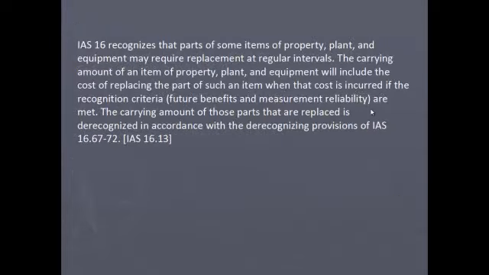IAS 16 recognizes that parts of some items of property, plant and equipment may require replacement at regular intervals. The carrying amount of an item of property, plant and equipment will include the cost of replacing part of such an item when the cost is incurred, if the recognition criteria, that is future economic benefit and measurement reliability, are met. The carrying amount of those parts that are replaced is de-recognized in accordance with the de-recognition provisions of IAS 16.